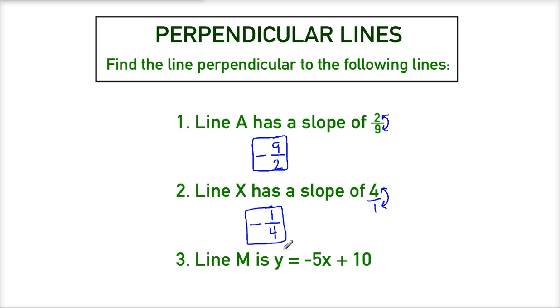Finally, line M is y equals -5x plus 10. What number here represents the slope? The -5. So I need to find the opposite reciprocal of -5. So it's going to be positive, and then I need to flip the numbers of the fraction. -5 isn't a fraction, so I make it a fraction by putting it over 1, and then I flip these numbers. So instead of 5/1, it's going to be 1/5. And it was negative, so now it's positive. So this is the slope of a line that's perpendicular to line M.